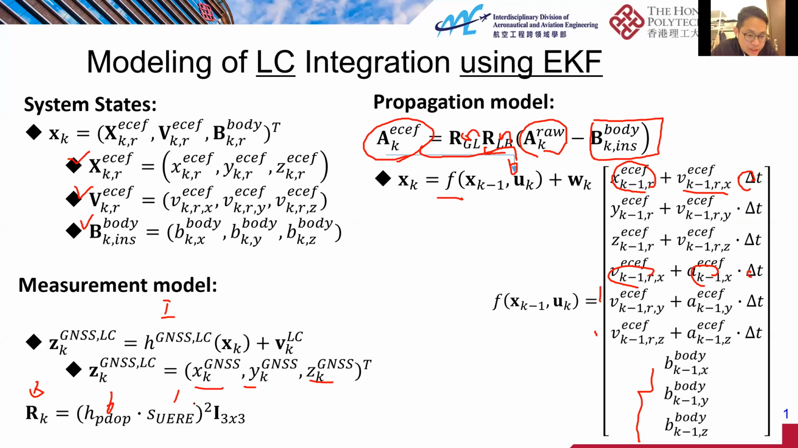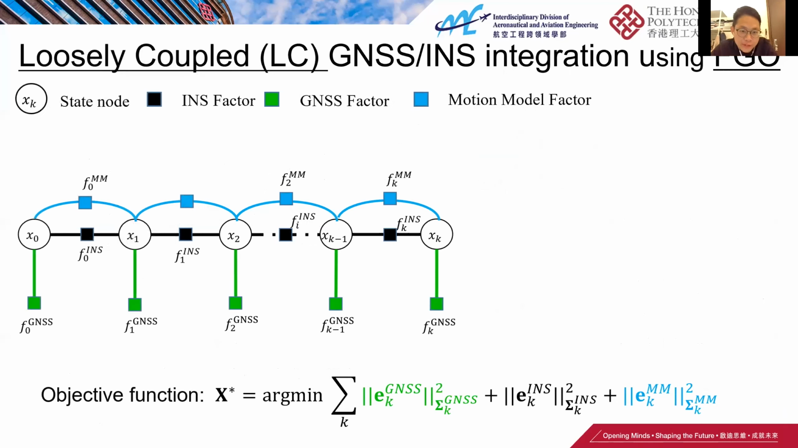We set it as 10 meter here. This is for loosely coupled EKF. How about for FGO? For FGO, we usually have to construct a graph. Okay, construct a graph, and each one we call an error factor, error factor, error factor.